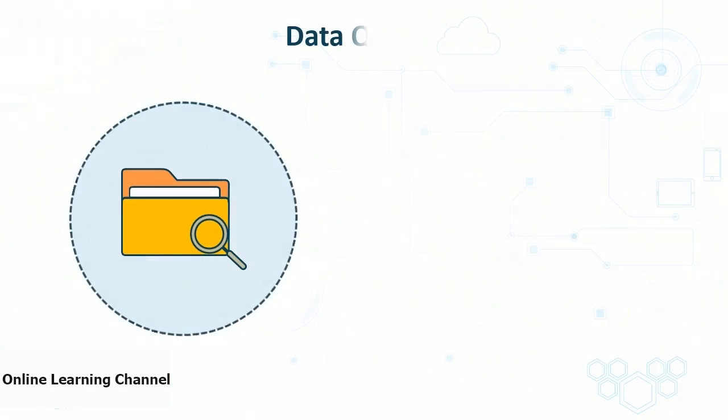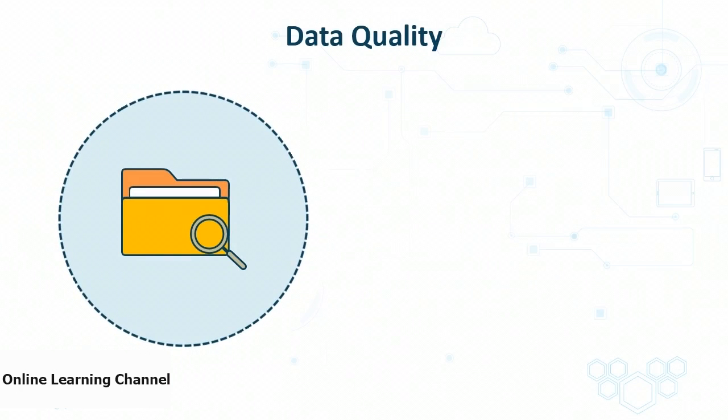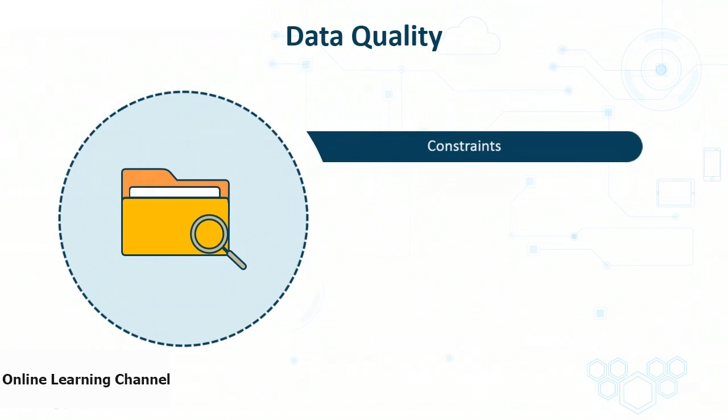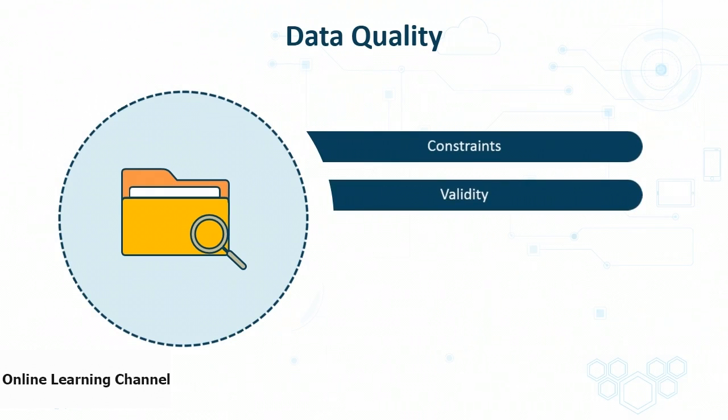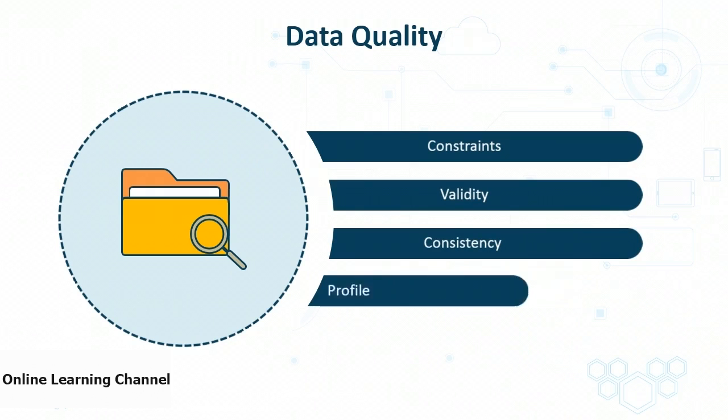In this video, I'll present how to recognize criteria for ensuring data quality. What do we mean by data quality? Well, we're talking about the constraints on the data, the validity of the data, the consistency, and the data profile. Over the next few slides, I'll talk about these elements in terms of ensuring data quality.